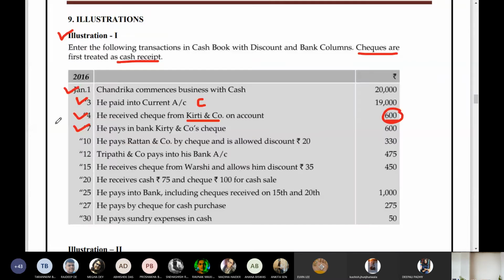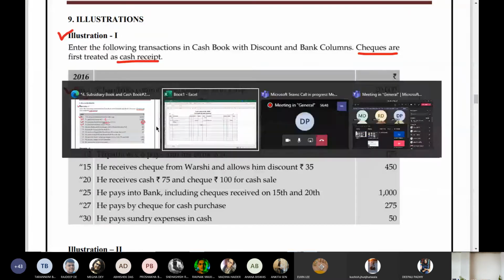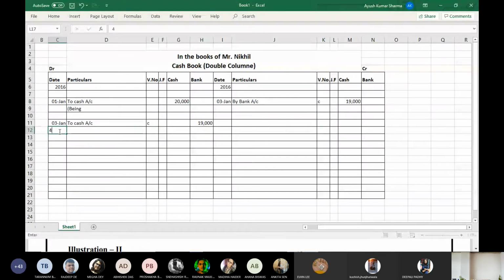Okay. The next, received check, but the check was not deposited. So what do we have to do? On 4th January, you have to write to Kriti and Co account, and in the cash column you have to write 600. Here in narration we will write: being check received but not deposited.